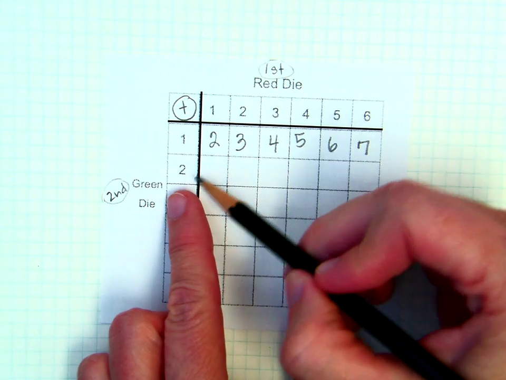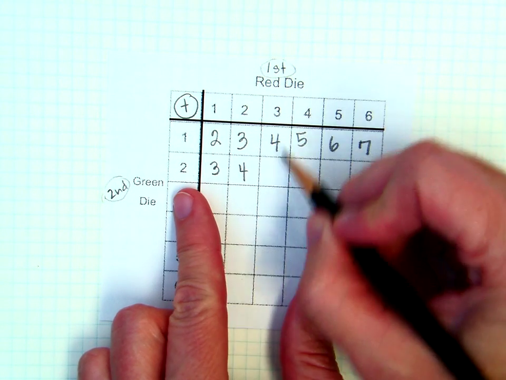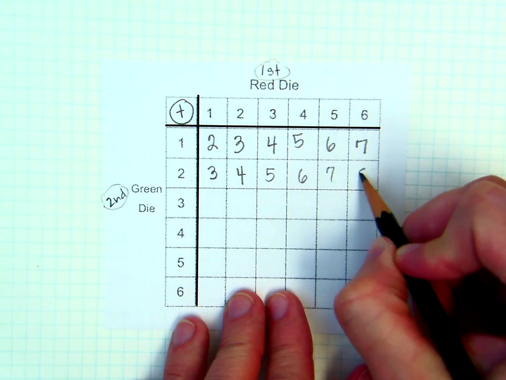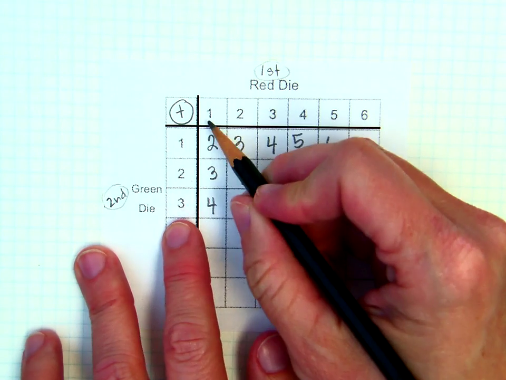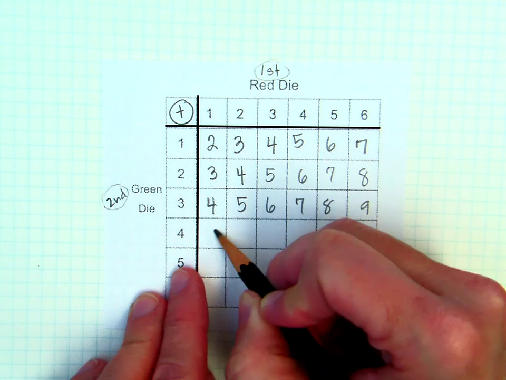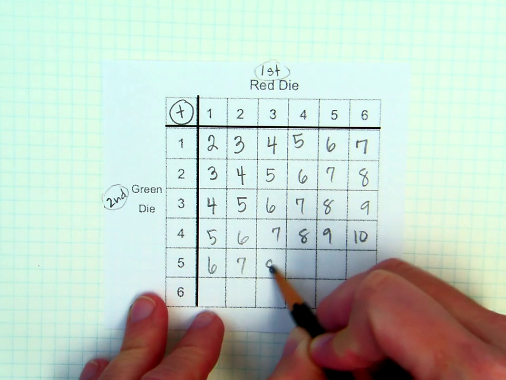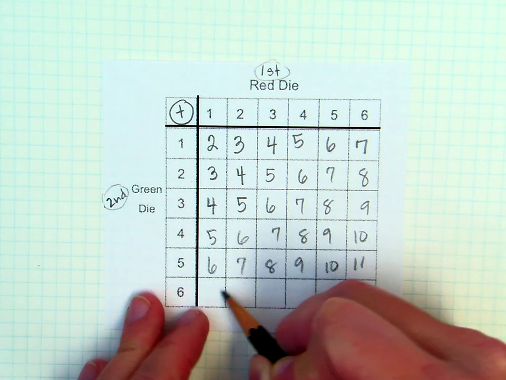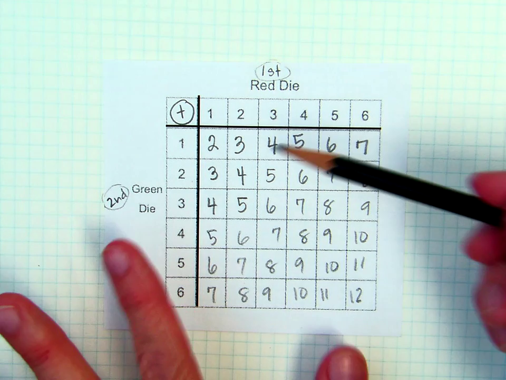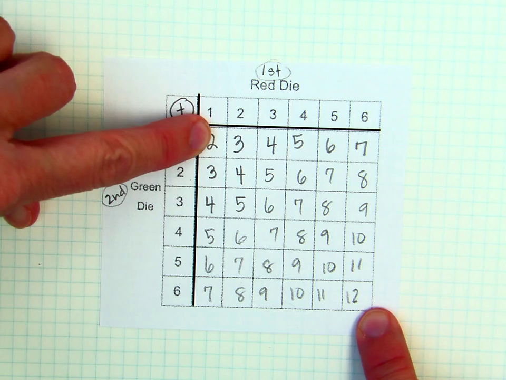On the next row, 2 plus 1 is 3. 2 plus 2 is 4. 2 plus 3 is 5, and so on. So we have 3, 4, 5, 6, 7, 8. The next one will start with 4. 1 plus 3 is 4, and then we do 4, 5, 6, 7, 8, 9. 5, 6, 7, 8, 9, 10. 6, 7, 8, 9, 10, 11. And 7, 8, 9, 10, 11, 12. So inside this part of our table, we have all the possible sums from 2 to 12.